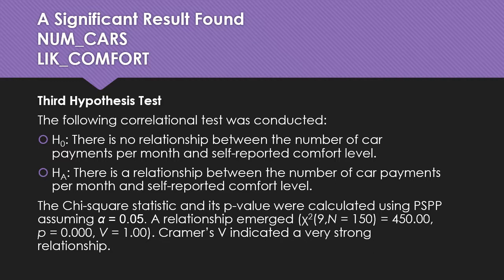Cramer's V indicated a very strong relationship, meaning perfectly symmetric, which is very rare. The independent variable perfectly predicts the dependent variable.